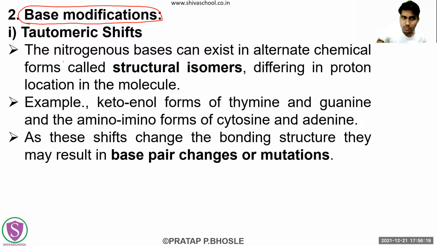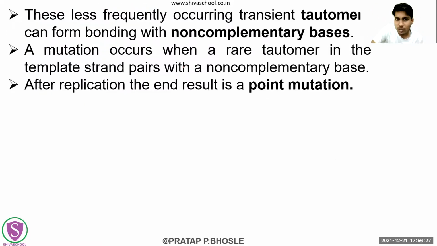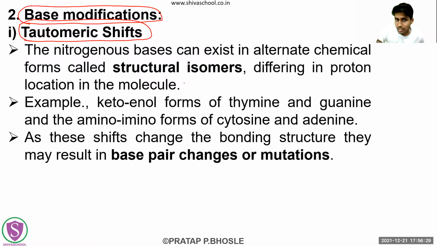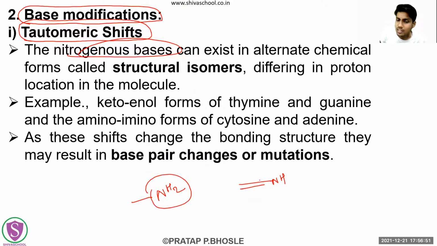The first one is the tautomeric shift. As we have said, we have just studied tautomers. The nitrogenous bases can exist in alternate chemical forms, which are structural isomers of each other, and they differ just in the proton location, like NH2 and NH. What is happening here is that this amino group is converted into this amino group. This is what happens in tautomers.